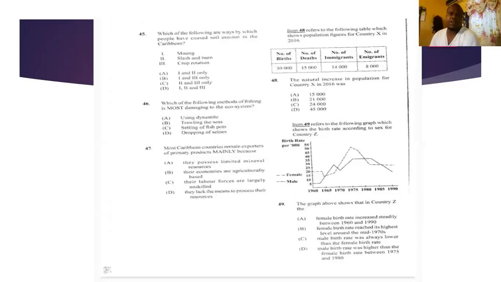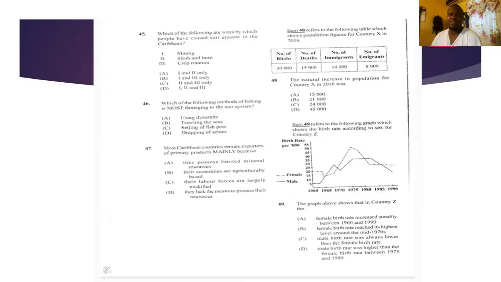45. Which of the following are ways by which people have caused soil erosion in the Caribbean? 1, mining. 2, slash and burn. 3, crop rotation. It's not crop rotation. Please research what crop rotation is so we know that one is out. So we need a combination of 2 then, and 2 is left. So it's mining and slash and burn. We know all mining causes soil erosion.